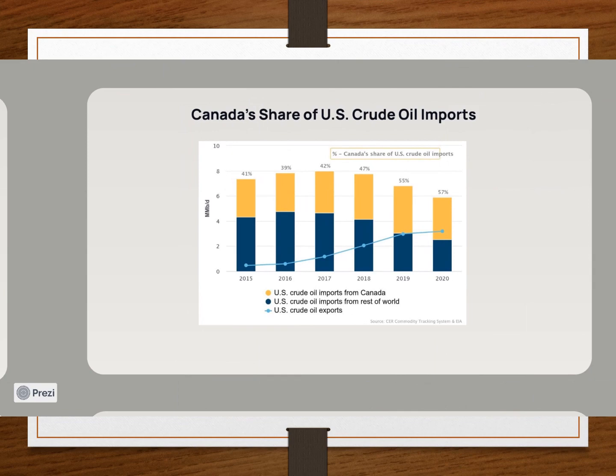Okay, so I'll be talking on Canada's share of US crude oil imports. Here we have the chart from 2015 to 2020. Considering this chart, although the US has been reducing their imports from the year 2017, it is interesting to note that Canada has, on the other hand, been increasing their share of oil imports into the US from 42% in the year 2017 to 57% in the year 2020. This is evidence of the synergy between companies and the country in Canada and as well in the United States.